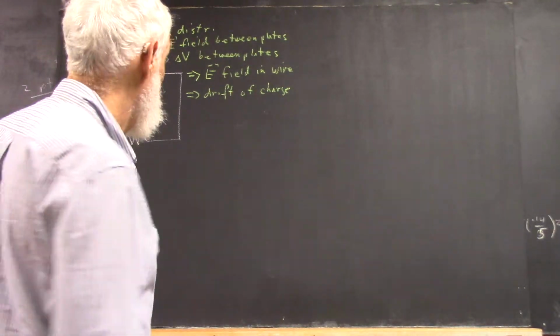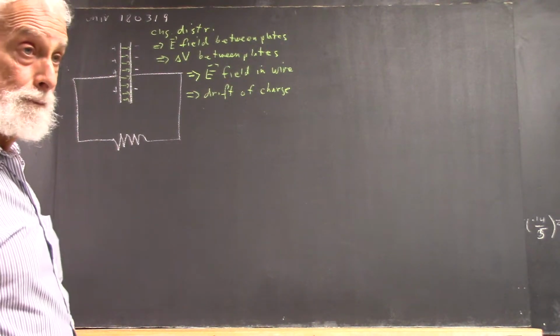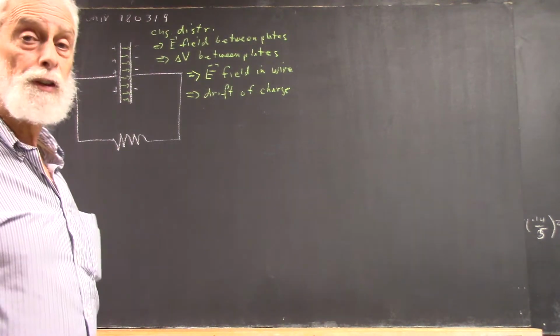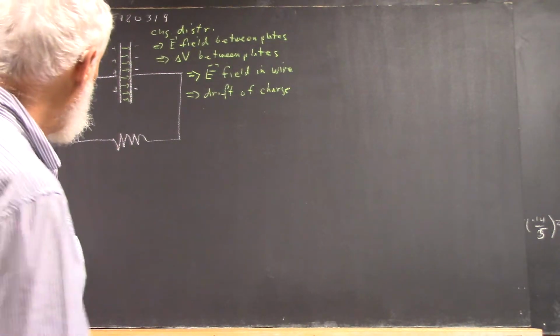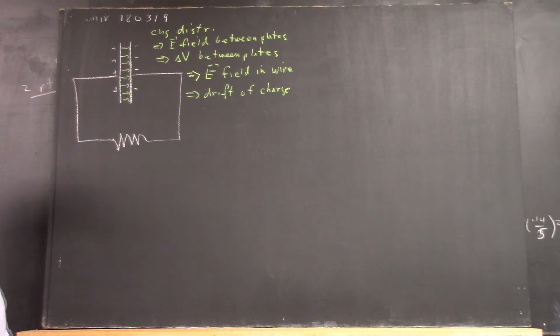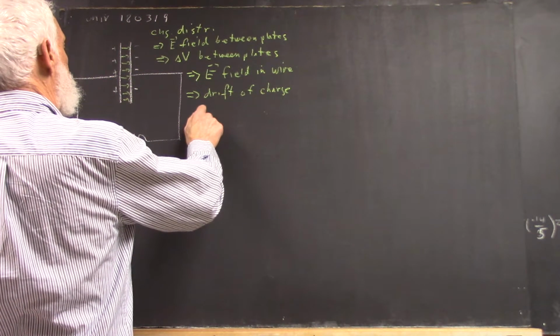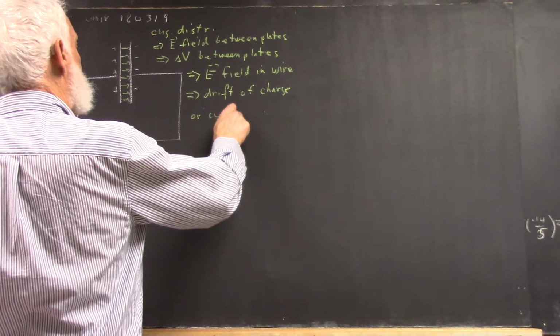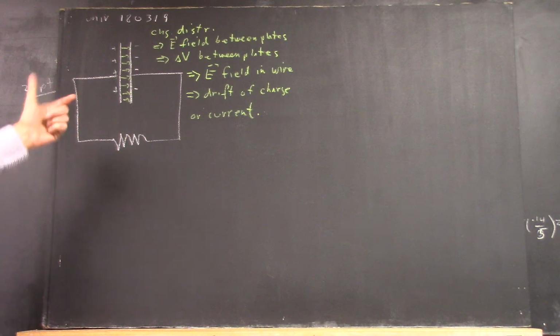Okay? So you have a drift of charge, generally a slow drift, just fractions of a millimeter to a couple of millimeters per second in typical wires. Okay? So we have that. So now, the question is, what happens over time?